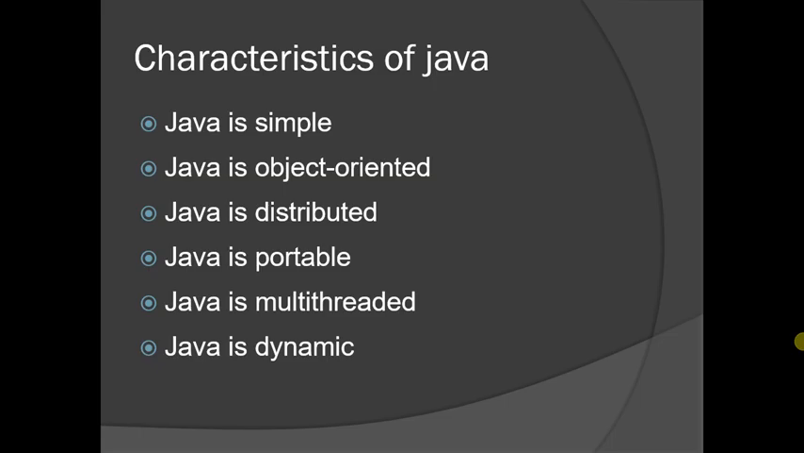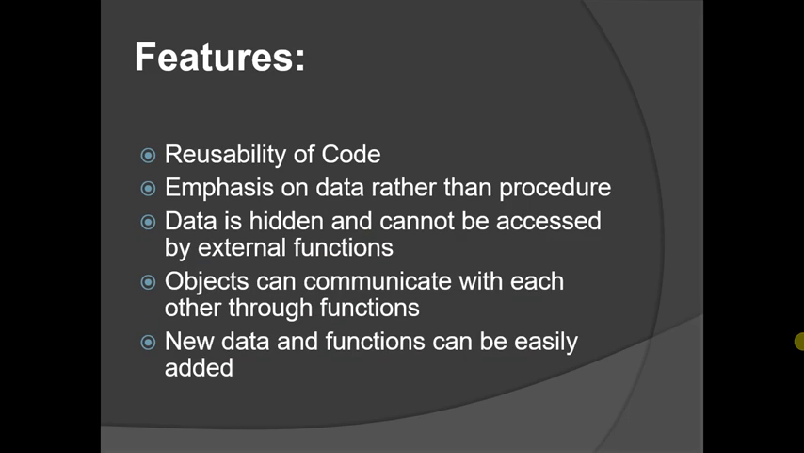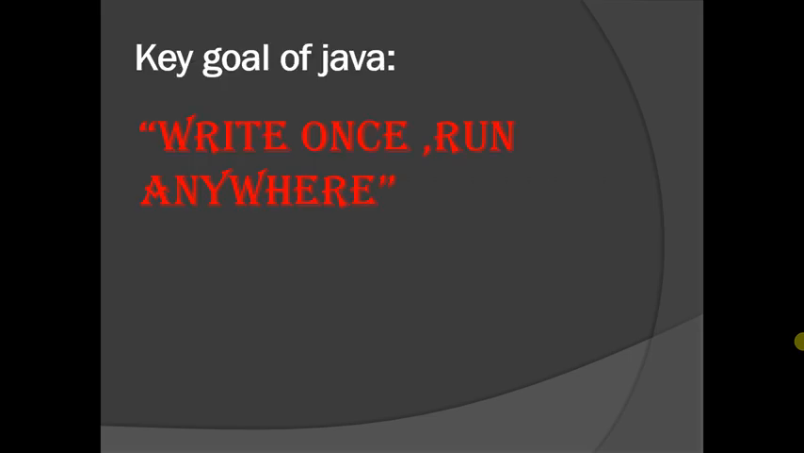Now we're going to see about the characteristics of Java. Java is simple, object-oriented, distributed, portable, multi-threaded, and dynamic. The features of Java include code reusability, that is, the reusability of code, emphasis on data rather than procedure. Data is hidden and cannot be accessed by external functions. Objects can communicate with each other through functions. New data and functions can be easily added.